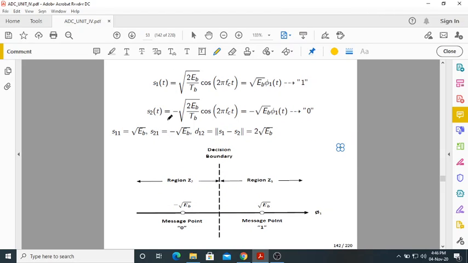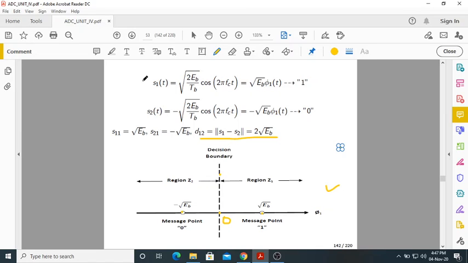Now this is the constellation of the BPSK, which is a one-dimensional figure having only one basis function, and these are the 2 points, and this is the threshold, that is 0. Now we have divided this region into two separate regions, namely Z1 and Z2. Z1 is from 0 to infinity, and Z2 is from 0 to minus infinity. Now what is the distance between these two message points? How much is that? D12, that is 2 times root of Eb. That is the distance between message point 1 and message point 2.